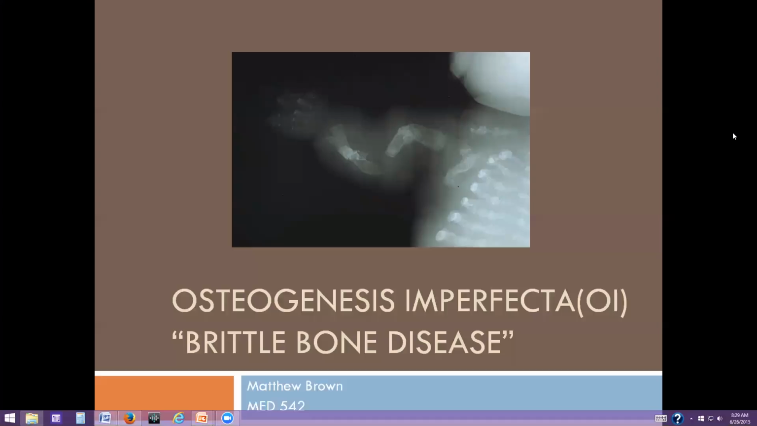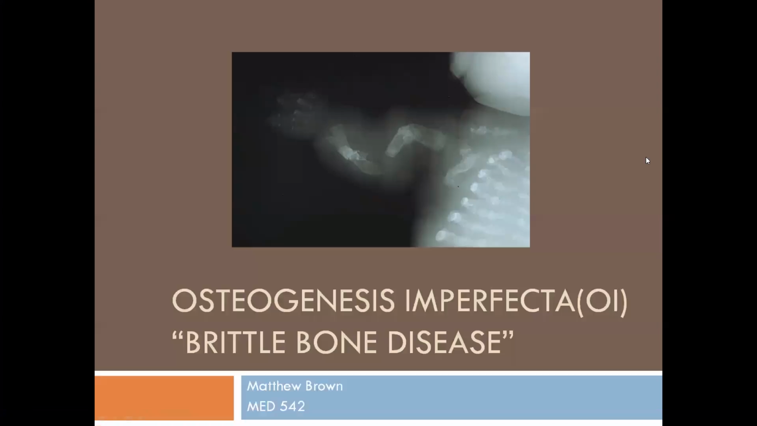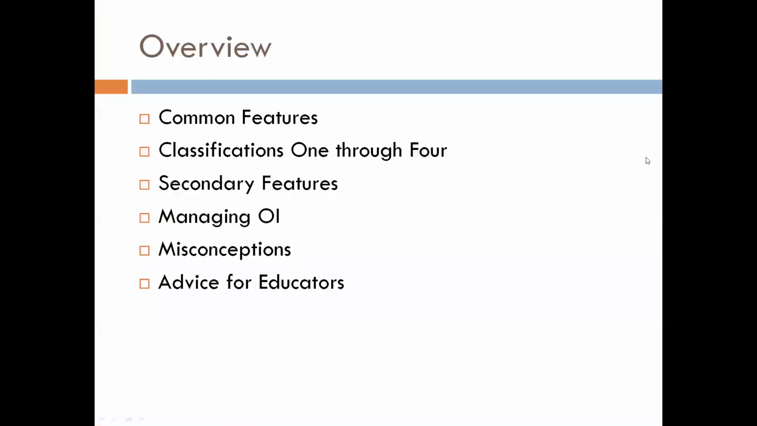I'm doing my presentation on osteogenesis imperfecta, more commonly known as brittle bone disease. Just a little overview of what I'll cover in this presentation. We'll look at common features, different classifications, 1 through 4. There's actually 8. I'll go over that in a little bit. The secondary features that are common with a diagnosis of OI, managing OI, some of the misconceptions, and then I'll end it with just a little bit of advice for educators.